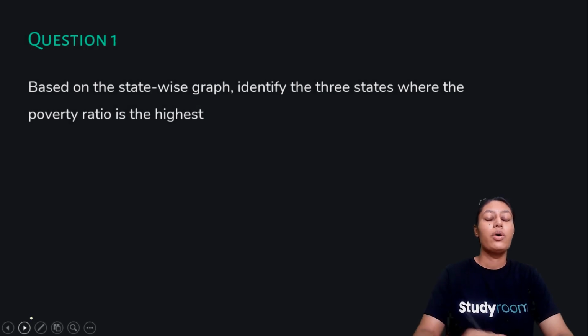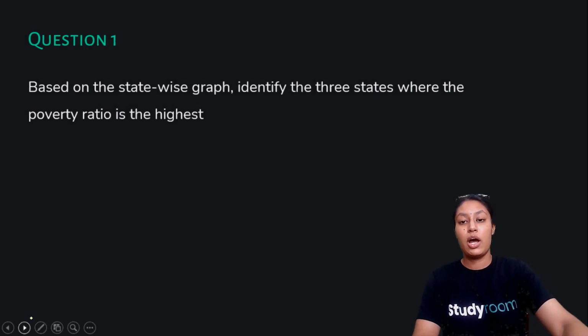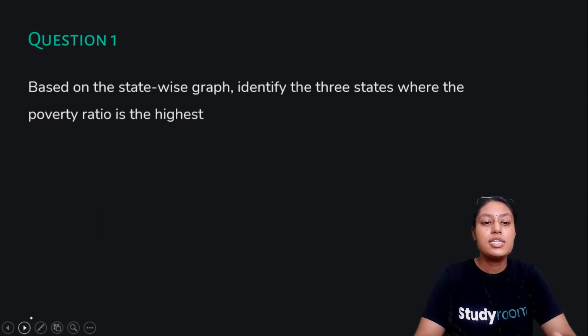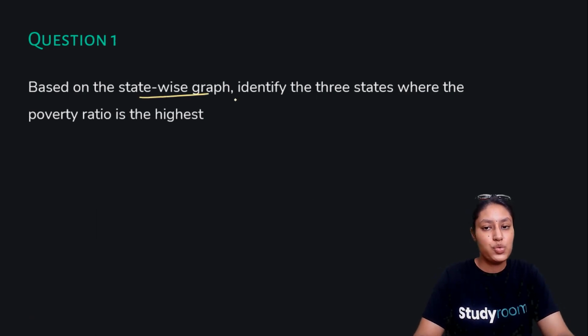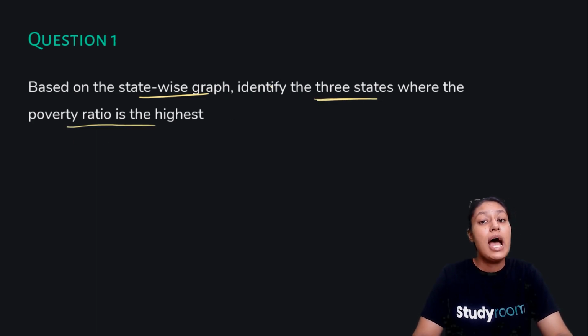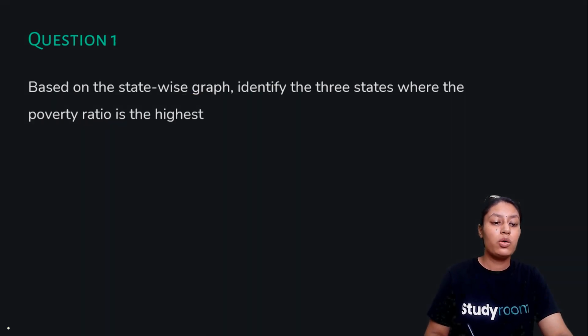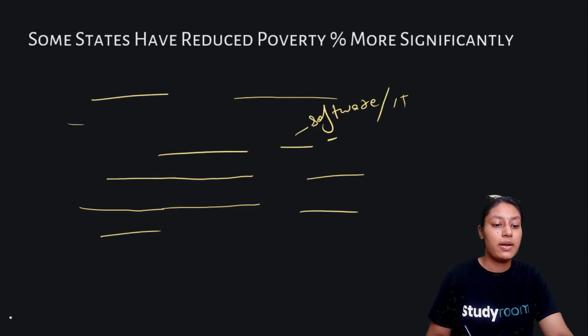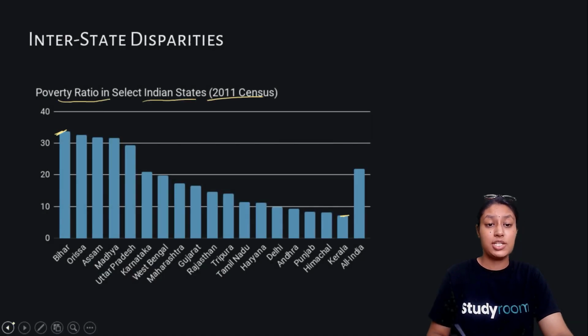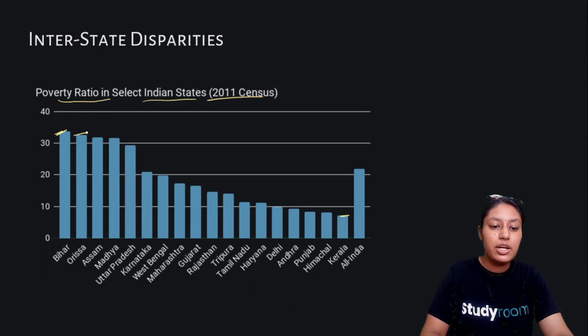Now, whatever you have understood till now, you'll have to answer these questions. First is based on the state-wise graph which we have studied in previous slides. Identify the three states where the poverty ratio is highest. Let's go back and find out the three states which have a high poverty ratio. If you remember this already, that's good for you. If you don't, you can see the map. First is definitely Bihar, second is Odisha, third is Assam. Madhya Pradesh is almost the same. So these three or four states have higher poverty rates.